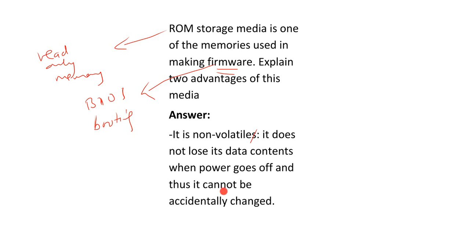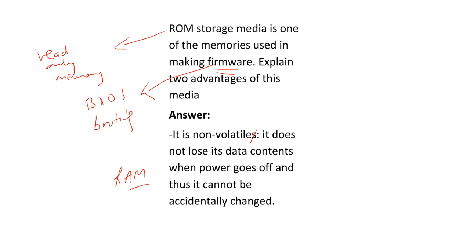it cannot be accidentally changed. So in case there is a blackout, whatever is in ROM remains intact. It is not lost like in the case of RAM. Because when you are using a computer and you have not saved your work, and after that when the power goes, you find that you don't have whatever you had done in the computer.